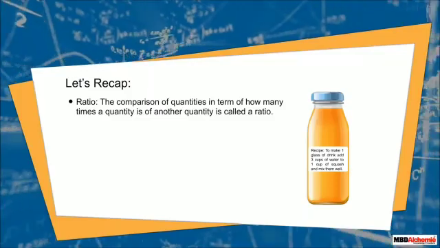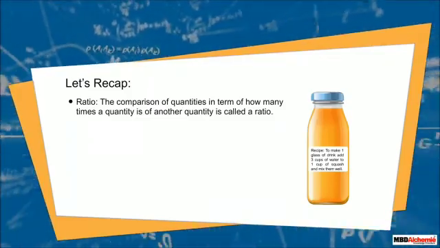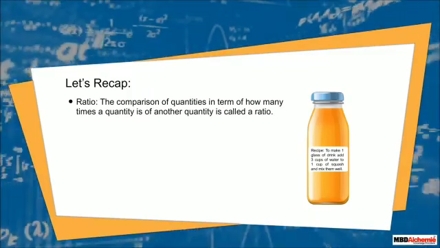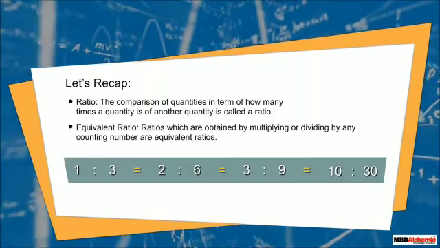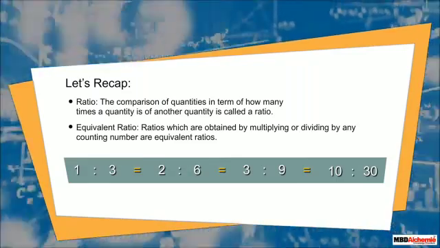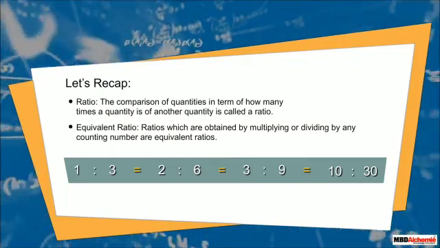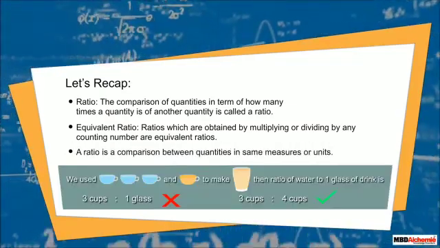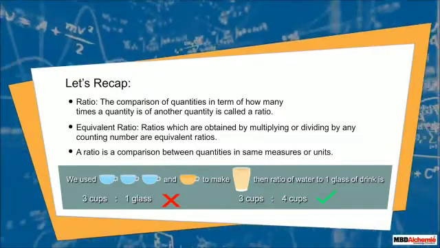Let's recap. Ratio: the comparison of quantities in terms of how many times a quantity is of another quantity is called a ratio. Equivalent ratio: ratios which are obtained by multiplying or dividing by any counting number are equivalent ratios. A ratio is a comparison between quantities in same measures or units.